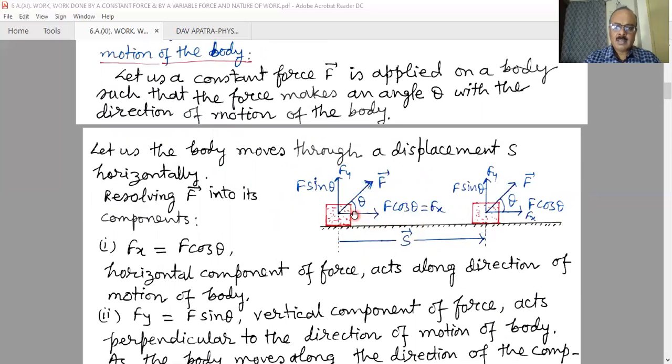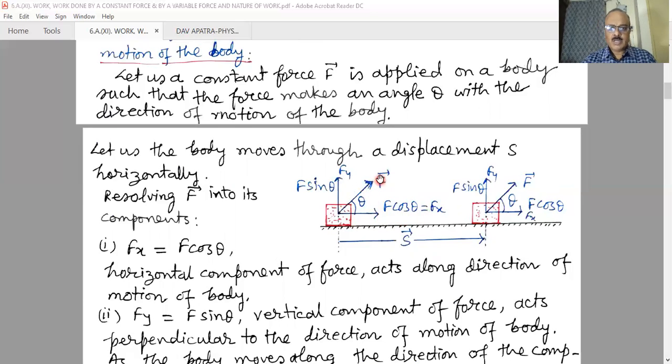In this case, the total force is not responsible for the displacement. Only one component, that is one fraction of the force, is doing some work. In such a case, we have to take the component of the force that is acting along the direction of displacement.